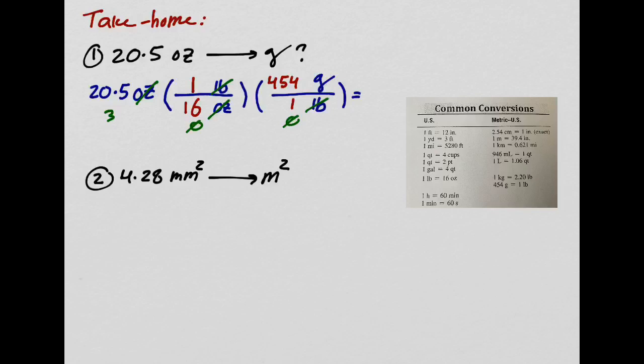Now, I want to make sure you know how to use a calculator. You have your calculator out? Let's do this together. 20.5 times 1 times 454 divided by 16 divided by 1. You multiply everything on top and you divide it by the bottom. If you do that, what you end up getting is 581.6875. Okay. Now we said how many sig fig we need. We need 3 sig fig. So we need to round this to reflect that. This number is 6, so I can round up. So my answer will be 582 grams. Don't forget to put the unit next to it.